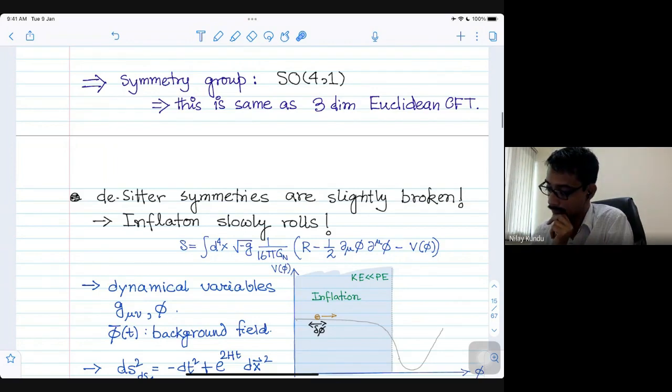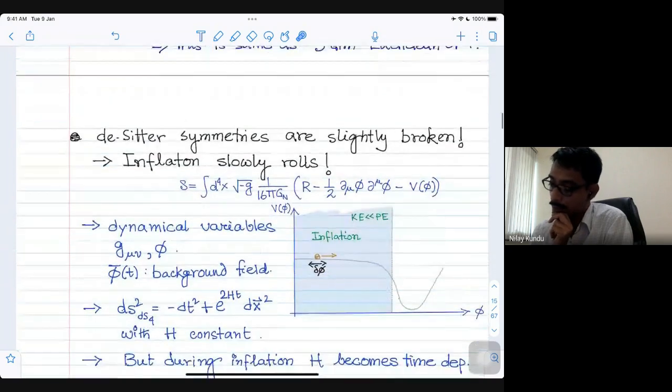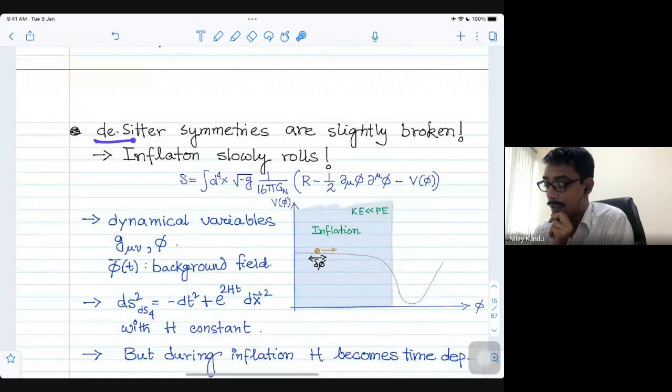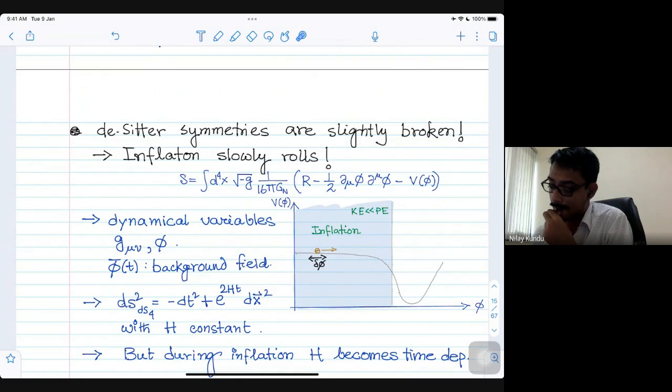Okay. So as we know, this de Sitter was not exactly the spacetime during inflation, so the symmetries are slightly broken, by which we mean that the scalar field has fluctuations across some background field. So the dynamical variables that we have are the metric of the spacetime. This metric g mu nu was approximately de Sitter, and we have a scalar field.